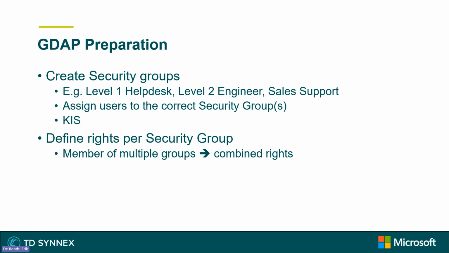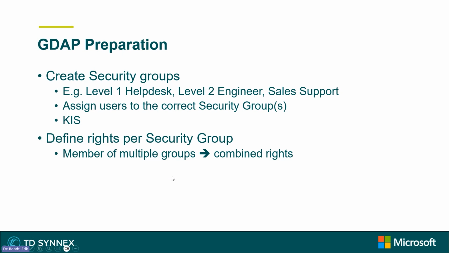And again, keep it simple. We have 8 or 9 roles. You don't need 8 or 9 GDAPs in place. And then you define the rights per security group. That's paperwork. Which level needs what kind of rights? If you're in multiple groups, you will get a combined right, as we saw with multiple GDAPs. So it's always a combination. It's not the least privileged that will get through to the system.